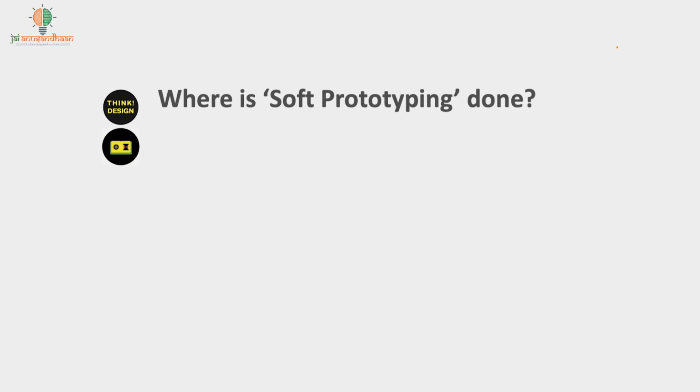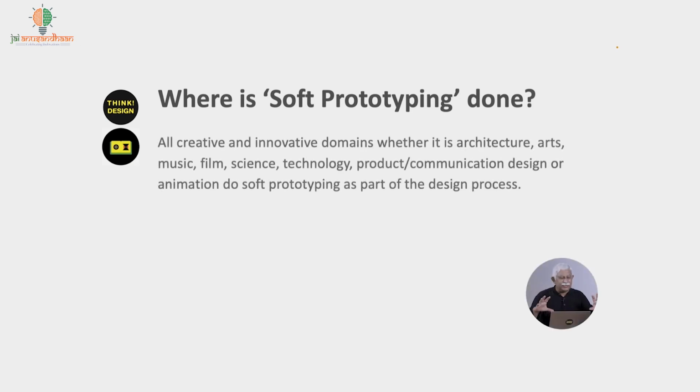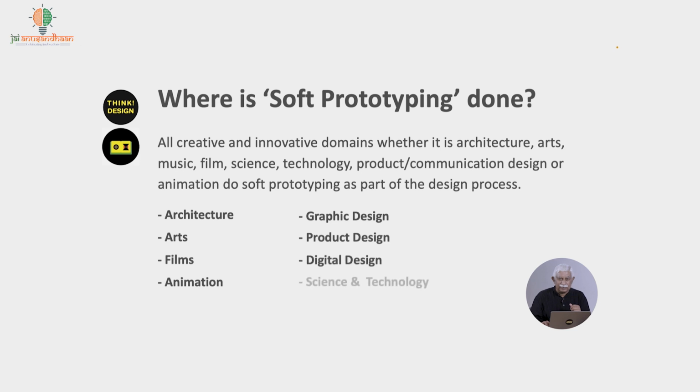So where is soft prototyping done? If you look at any field that is creative and innovative, they always have some ways of making a mock-up of the idea that they are trying to do. Whether it's architecture, arts, music, film, science, technology, product or communication design, or even animation design, they do soft prototyping as part of the design process. So all these fields make use of it. In the next slide, we'll also look at how they make use of it. That's the interesting part of it.